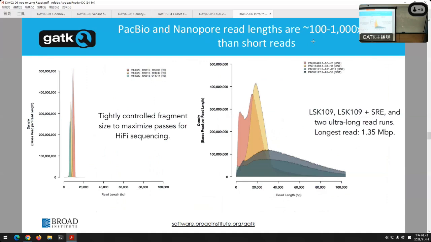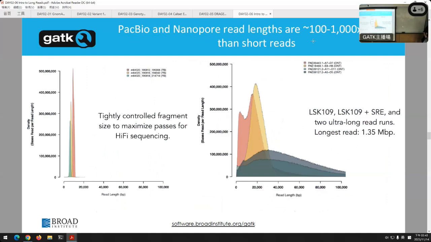Okay, so how long are these long reads actually? For PacBio, we typically see read lengths that are somewhere around 15 to 20 kilobases. They don't go ultra long because they want to be able to read the same fragment of DNA multiple times to get that high fidelity read.